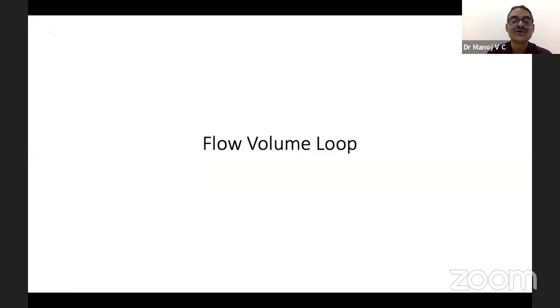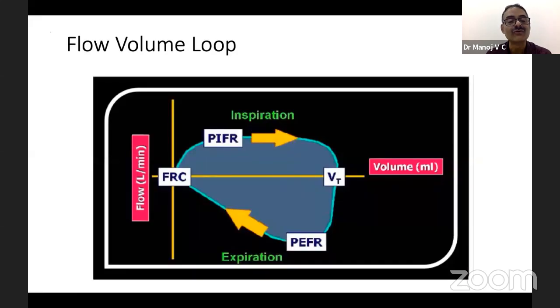Let's now go on to the last loop which we'll discuss. We will not discuss the flow pressure loop. So, the flow volume loop. The flow volume loop is relatively simple. You plot flow against volume. So you have a peak inspiratory flow rate at this point. This is the inspiratory phase and this is the expiratory phase. And this point where you start off is the functional residual capacity, and this point is your tidal volume.